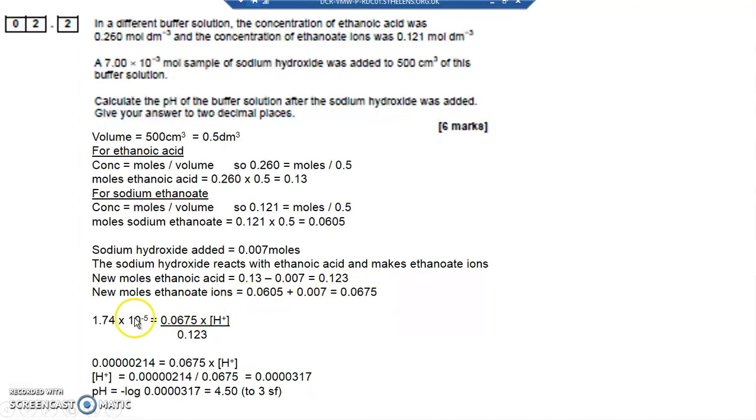We add those two together and then we put in all of the numbers, we work out H plus and we work out pH, and pH will turn out to be 4.50 to 3 significant figures. I've put a 0 on there because everything else is to 3 significant figures.